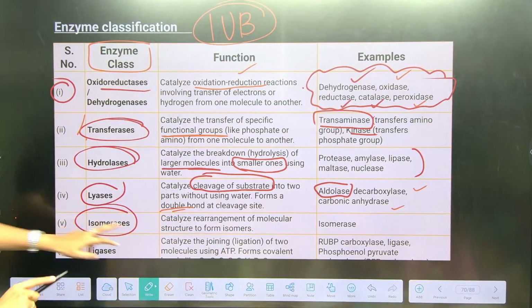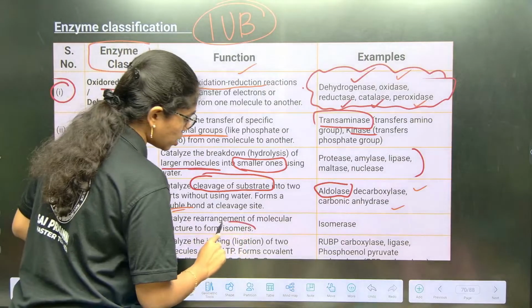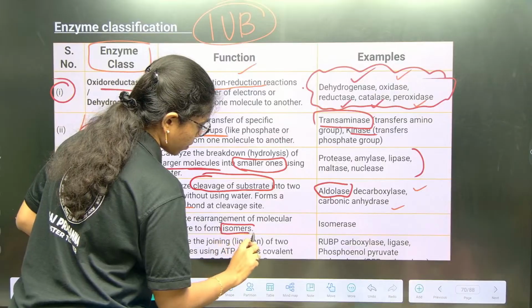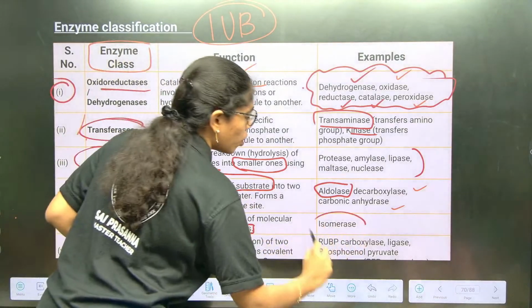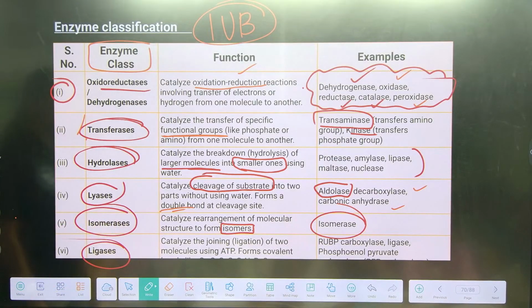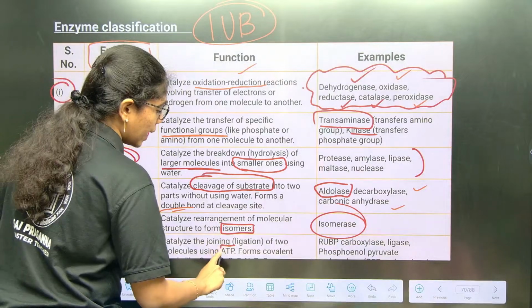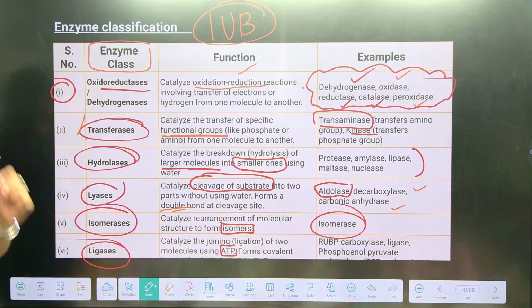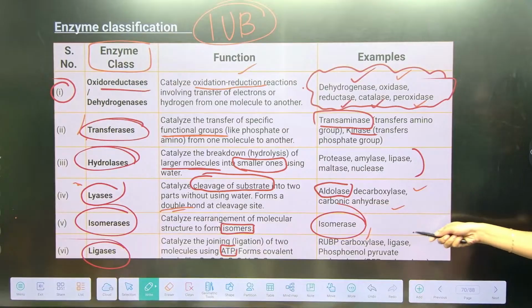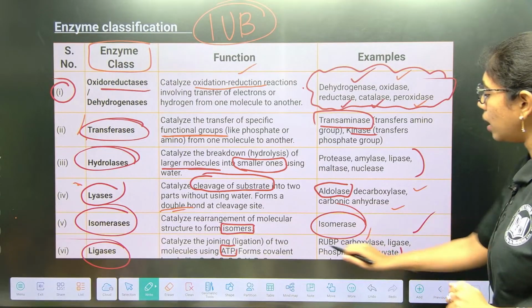Next is isomerases. This will catalyze rearrangement of molecular structures to form isomers. Example include isomerase. Next is ligases. This will catalyze the joining of two molecules utilizing the energy of ATP, and this forms covalent bonds between the molecules. Lyases will be involved in cleavage and ligases in ligation, that is joining. Okay. Example includes RuBP carboxylase, ligase and phosphoenol pyruvate.